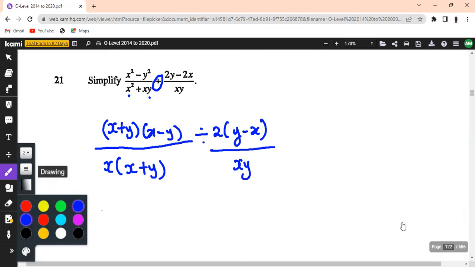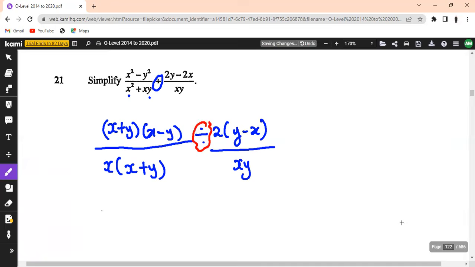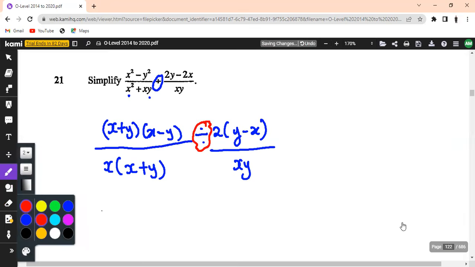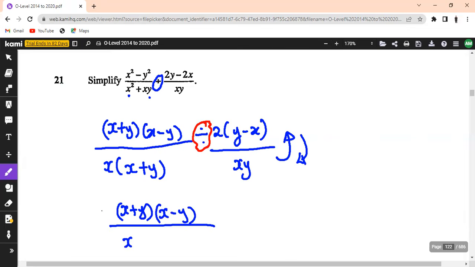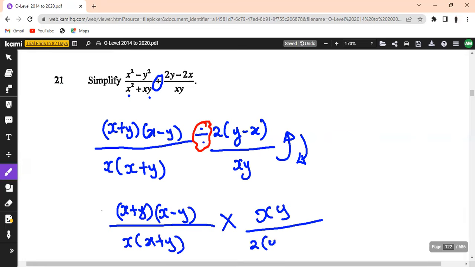So if you have to simplify further, we are going to introduce now the multiplication here. Everything is going to remain as it is, but the moment you introduce multiplication, this fraction is going to invert. So we are going to have x plus y here into x minus y, everything over x into x plus y. Multiply by, the moment you multiply now, that's where you interchange. So it's going to be xy over this bracket, which is 2 into y minus x. So this is y minus x, like that.